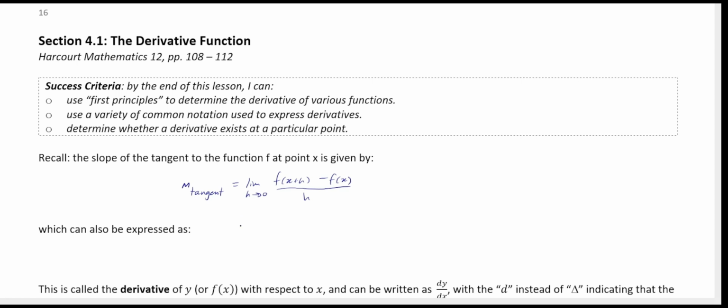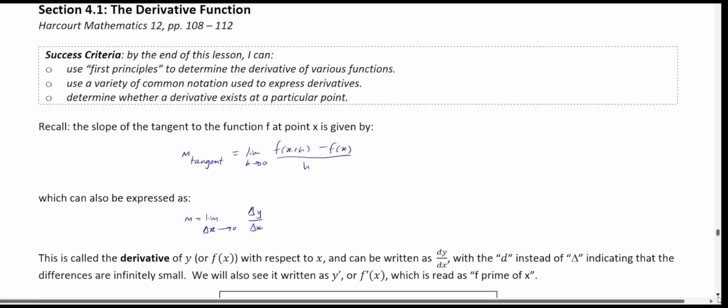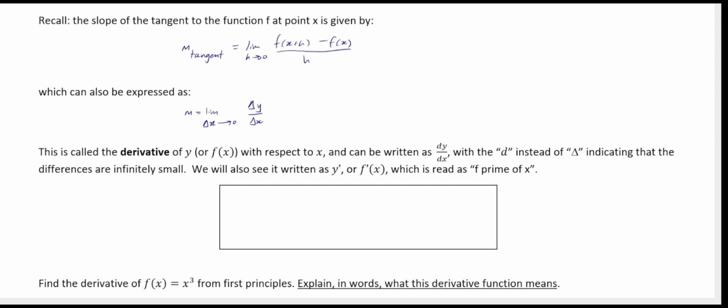This can also be expressed as m is equal to the limit as delta x approaches 0 of slope, which is the change in y over change in x. But remember that we want the change in x to be infinitesimally small. This is called the derivative of y, or f of x, with respect to x, and can be written as dy over dx, with d instead of the delta, indicating that the differences are infinitely small. We will also see it written as y prime, or f prime at x, which is read as f prime of x.